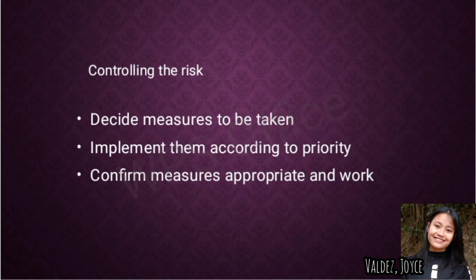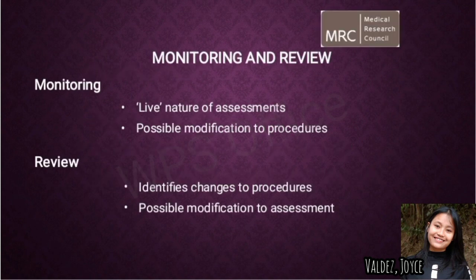And then the third one is to confirm measures appropriate and work. So to ensure that control measures are and remain effective, they should track progress in implementing controls, inspect and maybe evaluate controls once they are already done or install and follow routine preventive maintenance practices. That is how will they confirm measures appropriate and work. Next is monitoring and review.